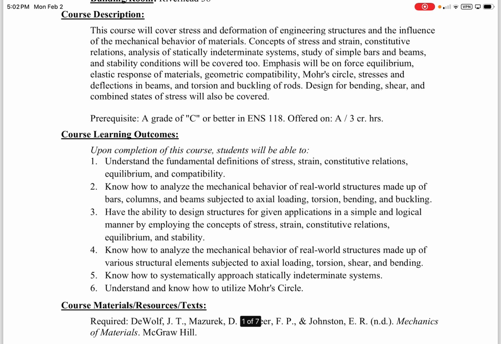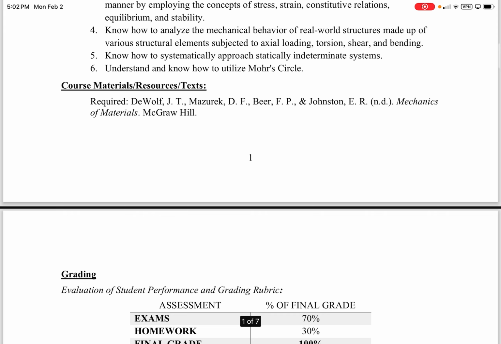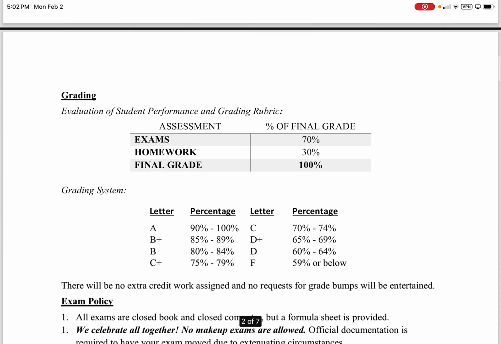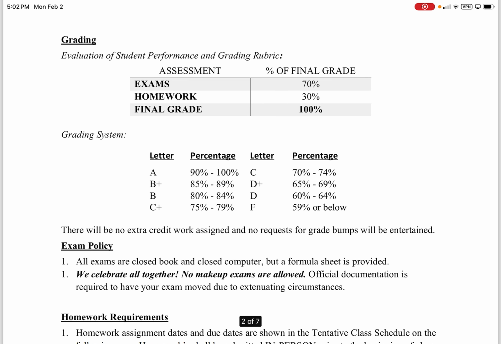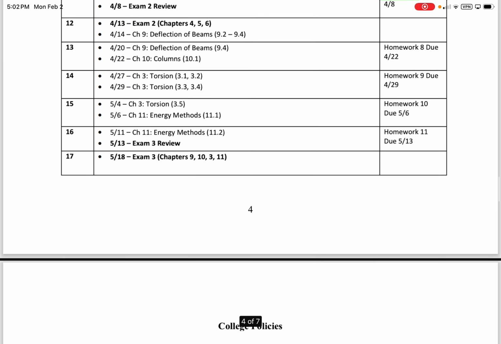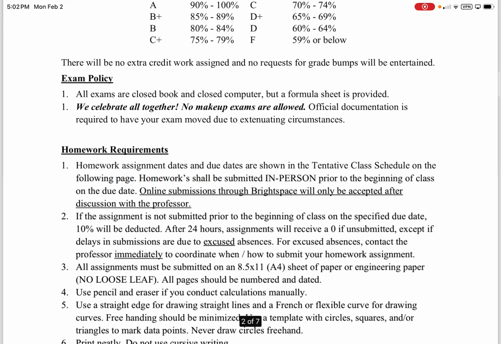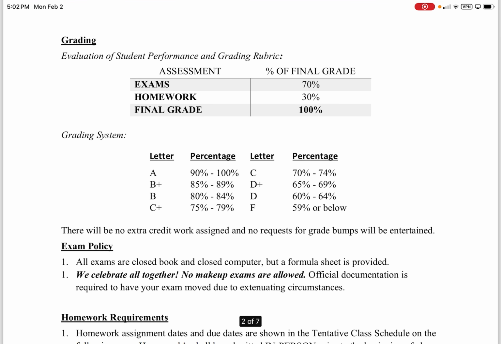Hopefully you guys understand the course description and the learning outcomes already. The textbook is, of course, uploaded to the Google Drive if you need access to it. For the grading, there's going to be, I think it's 3 or 4 exams. Let's see, 1, 2, 3 exams. The exams are worth about 70% of the final grade. The homeworks are worth about 30% of your grade. There are no makeups on the exams at all, so be prepared for the exams.